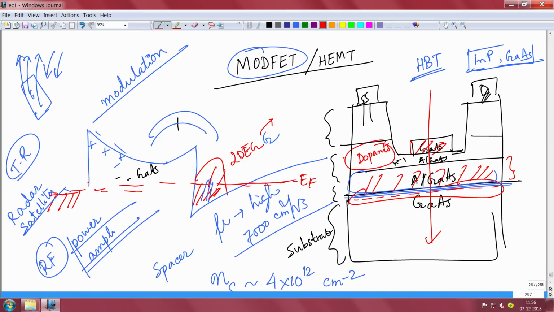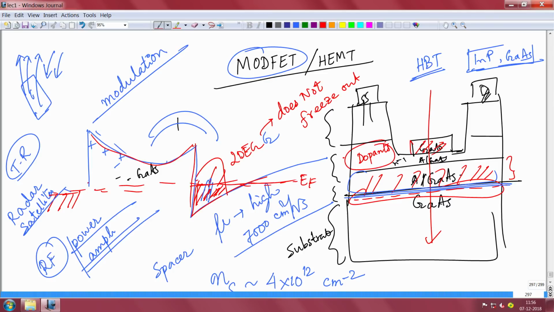This does not freeze out. It stays constant because your Fermi level is above the conduction band here. The conduction band has gone below. This is a degenerate electron gas, you can say, and it does not freeze out at low temperature. So a MOSFET can be used at very low temperature also, even as low as 1 Kelvin or 4 Kelvin. At low temperature, your mobility becomes better in this kind of device, so you get higher current.